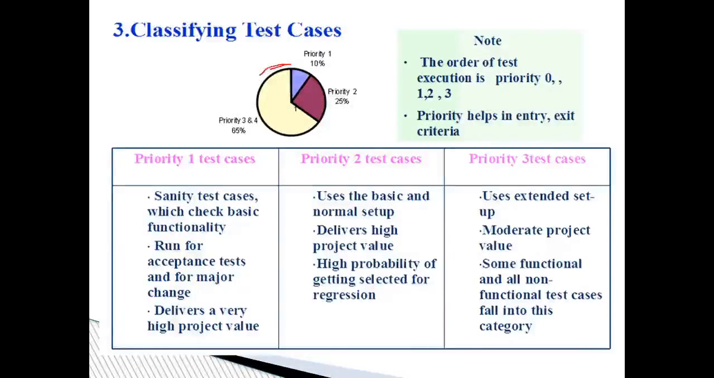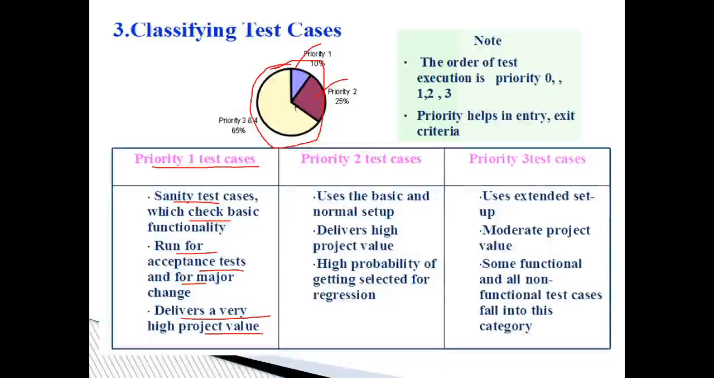So this is the diagram which shows classifying of the test cases. You'll understand that in priority 1, 10% of test cases are there, in priority 2, 25% of test cases and so on. So you can start with priority 0 or 1. In priority 1, sanity test cases with basic functionality are included and run for acceptance and for change, and it delivers a very high project value.